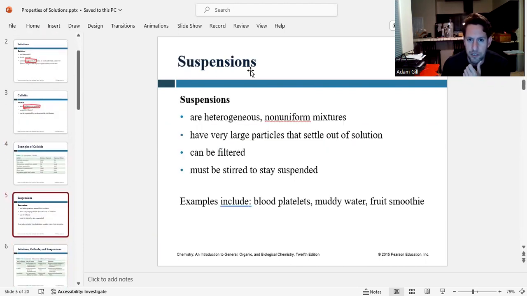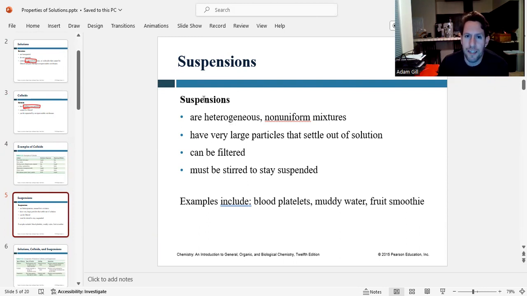Now, suspensions are heterogeneous, meaning you can see the particles. So if I take a handful of dirt and throw it in a cup of water and stir it up, the dirt doesn't really dissolve in the water. It's suspended. It's like kind of floating for a minute. And so we call it a suspension. But if I let it sit for 5 minutes, the dirt will settle to the bottom of the cup.